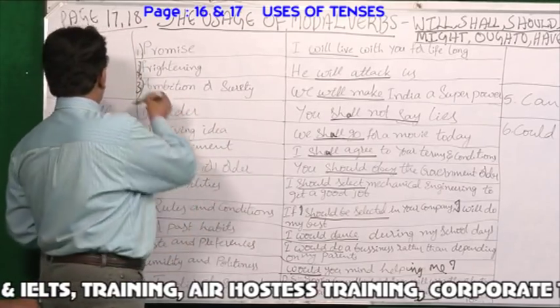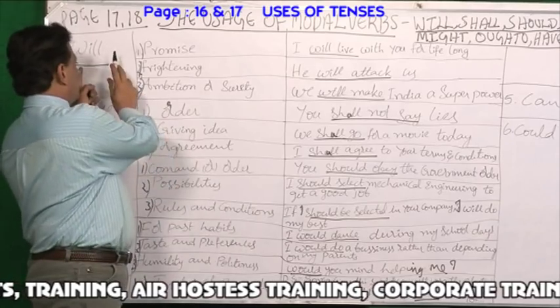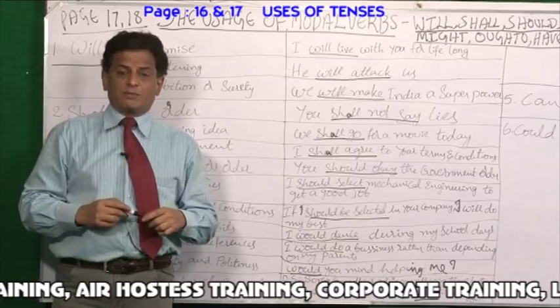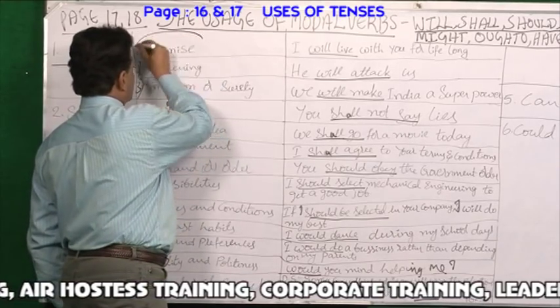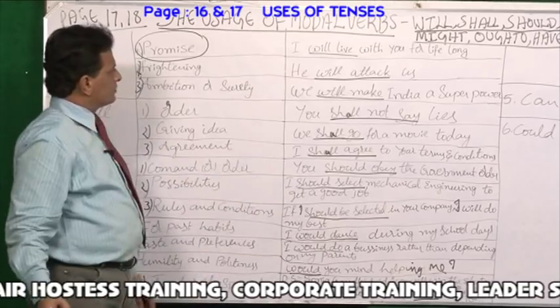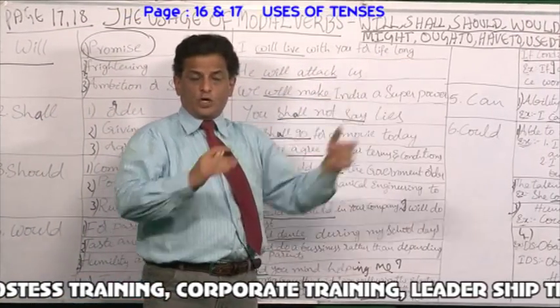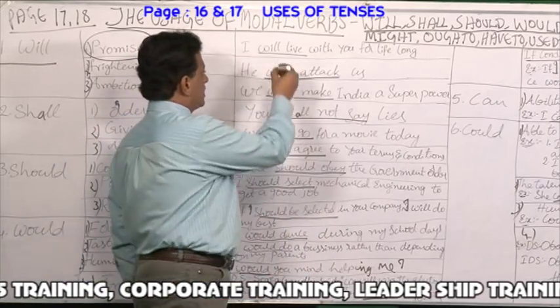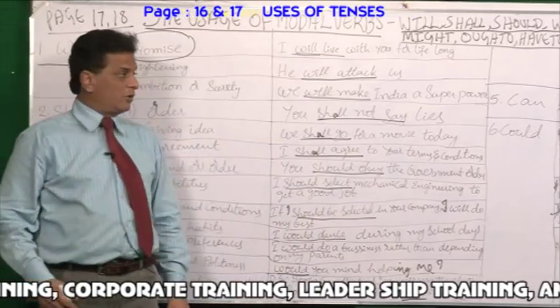Now what you are going to see is will, the present tense modal verb will. Where are you using this modal verb will? Number 1, it is used for promise. I will live with you for lifelong. You promise. During the time of promising somebody, you are using this word will, present tense modal verb.